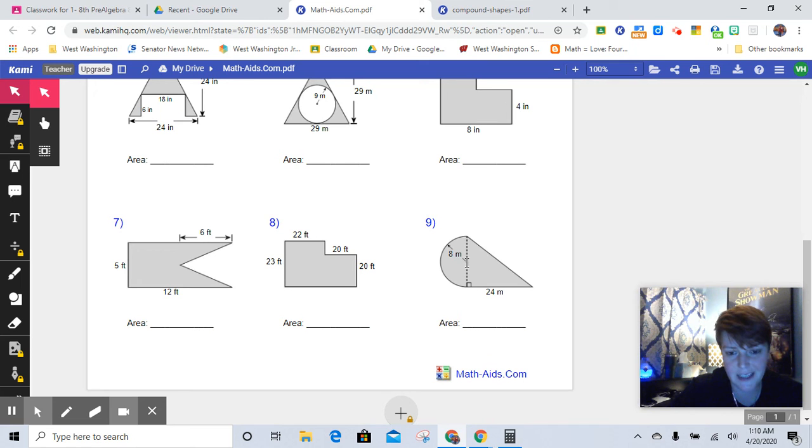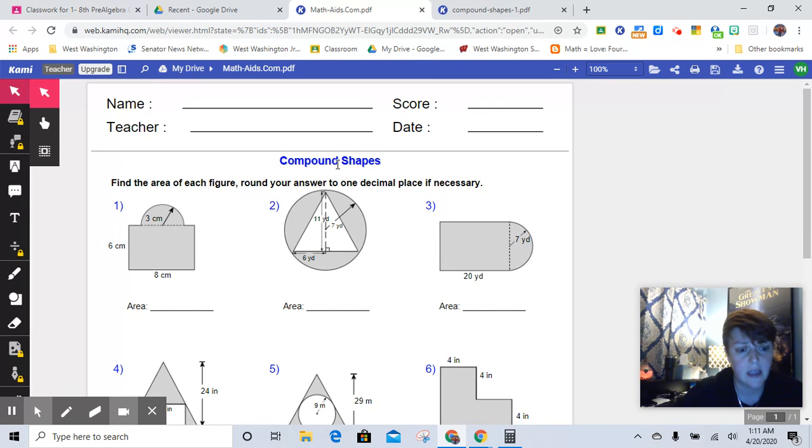This one's so interesting. So look at this. If this is a radius, 8 meters, and this is half a circle, then how long is this whole length right here? If the radius is 8, what is this whole length right there? And that's the trick. That's what you're going to have to think about because that's how you're going to find the area of the triangle. The rest of these I think are pretty straightforward.